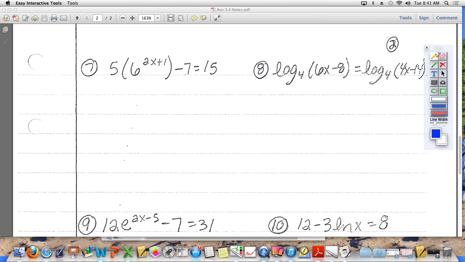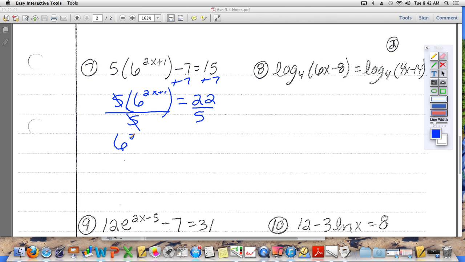I could add 7. So add 7 first. So I add 7 to the left, I add it to the right, so I have 5 times 6 to the 2x plus 1 power is equal to 15 plus 7, which is 22. I'm going to divide both sides by 5. So I have 6 to the 2x plus 1 power is equal to, I'm going to leave it as 22 fifths.